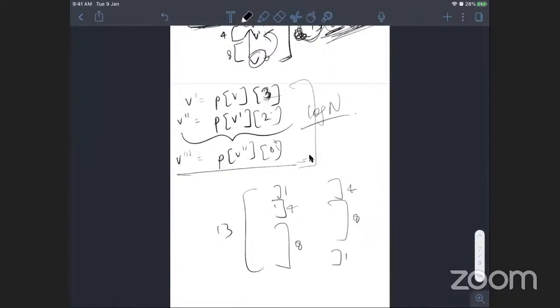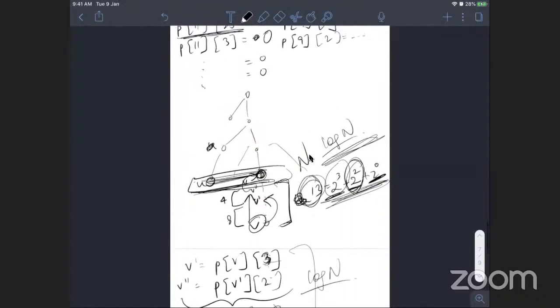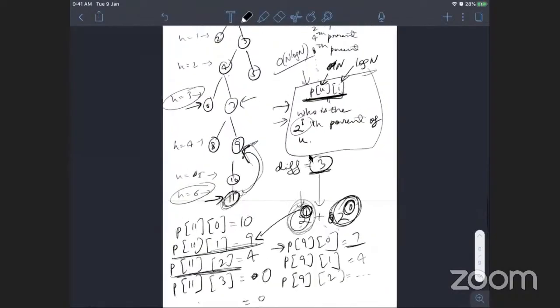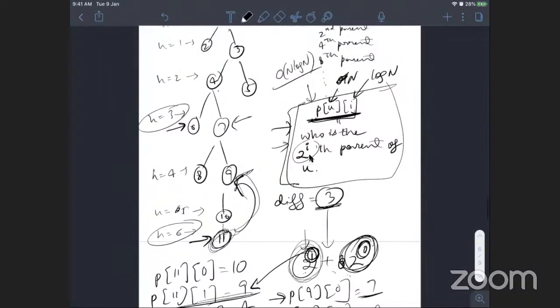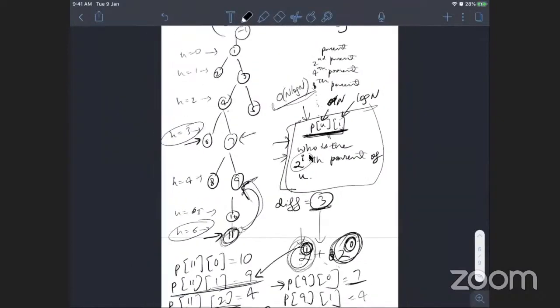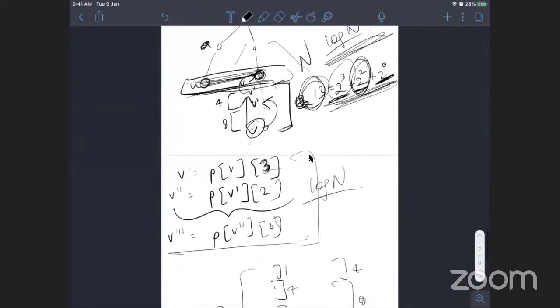Why can't we directly jump to the same level? How will you jump to the same level then? You don't know the 13th parent of V. That's the issue. You do know the fourth parent of V, the 8th parent, the 16th parent, but you don't know who the 13th parent is. You've only stored limited information. You haven't stored all the parents, the first parent, the second parent, and so on. You've only stored powers of two, because you don't want to waste a lot of time computing this also. So you can't just jump directly to that same level.